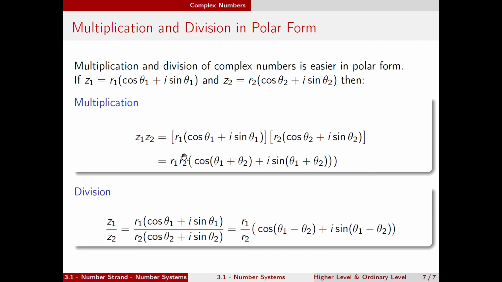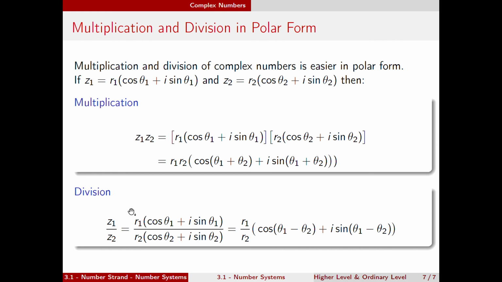So for z1 times z2, we have our z1 number times our z2 number. All we do here is multiply r1 times r2 to give r1 r2, and inside we get cosine of theta 1 plus theta 2 plus i sine of theta 1 plus theta 2. This comes from the angle formulas and trigonometric formulas.